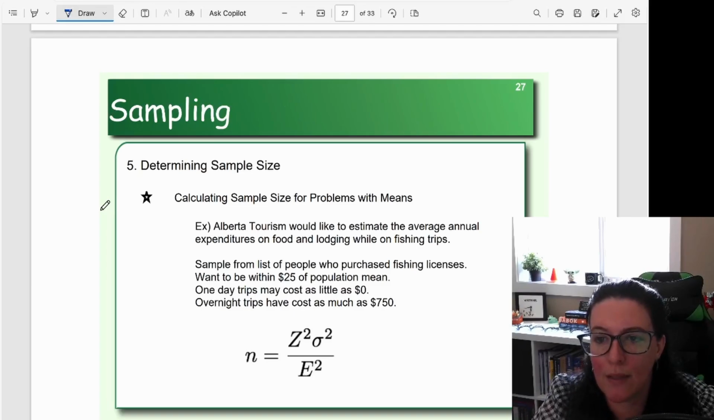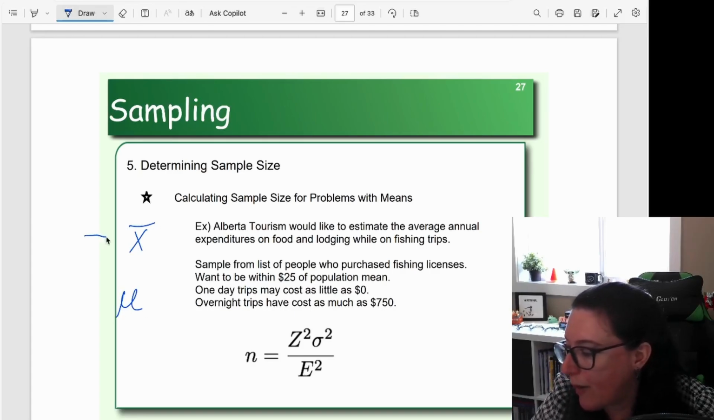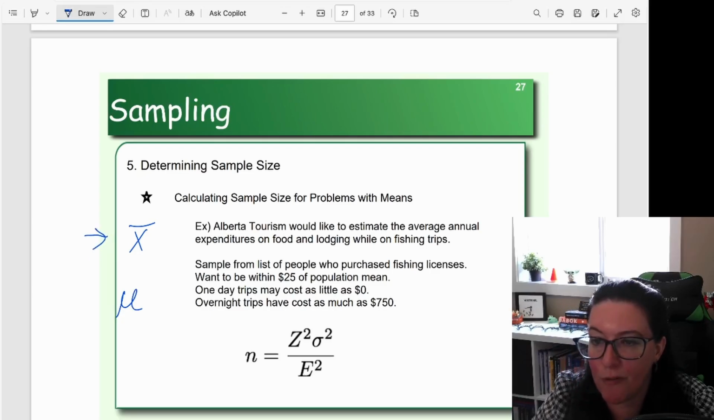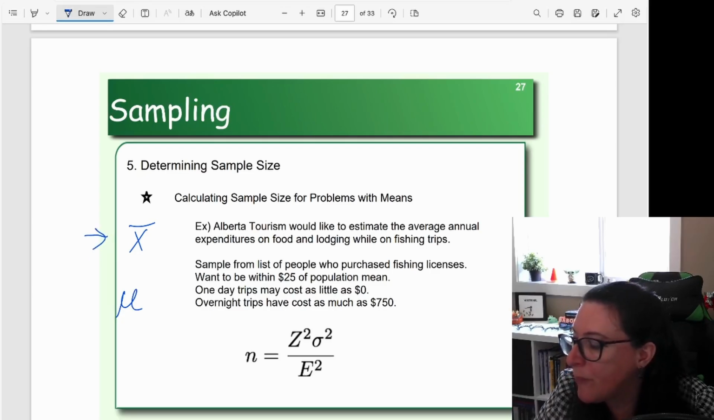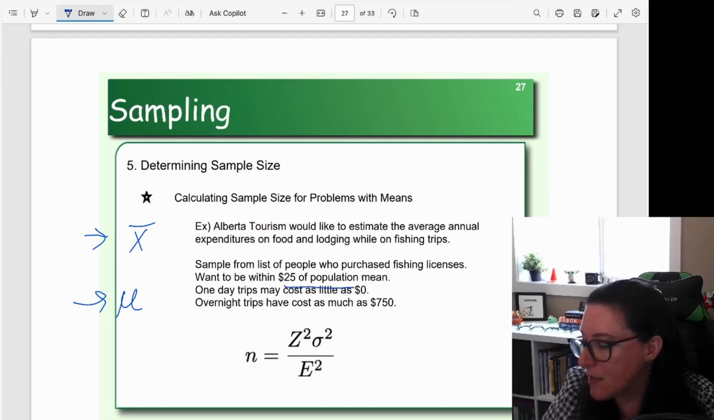And as we get this average annual expenditures, right? So we've got to find X bar, and we're going to use X bar to tell us about mu. So we're going to find the average that people spend on fishing trips in our sample, and we want to use that to tell us about the average people spend on fishing trips in the greater population. Now, we want to be within about 25 bucks.